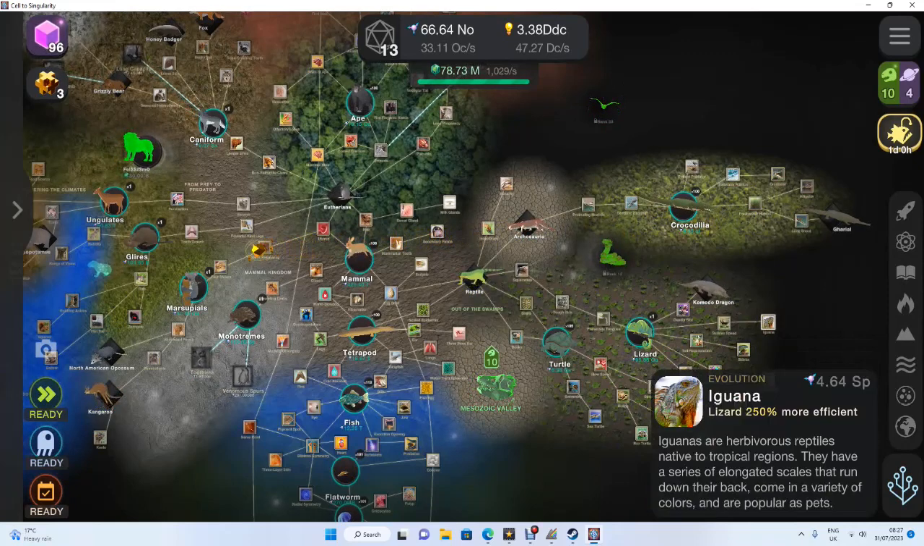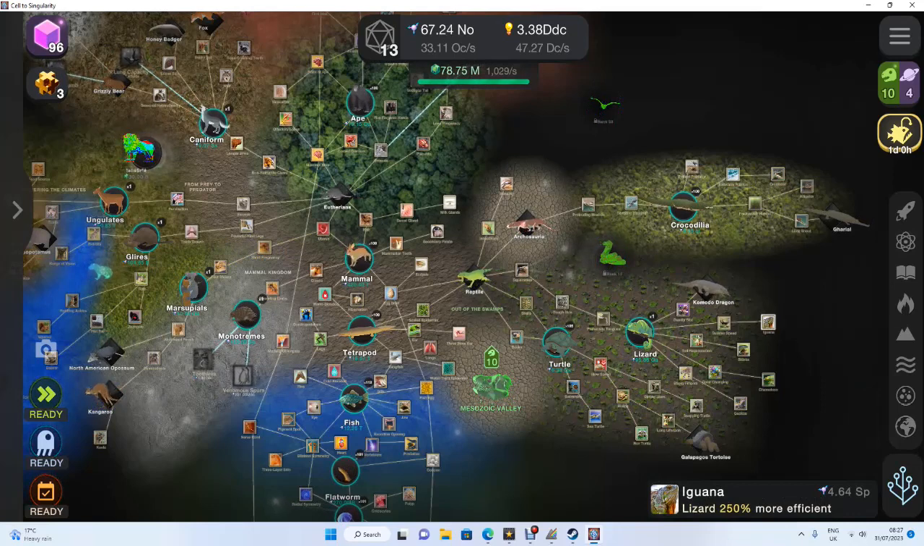Iguana. Well, he seems grumpy. Iguanas are herbivorous reptiles native to tropical regions. They have a series of elongated scales that run down their back, come in a variety of colors, and are popular as pets.